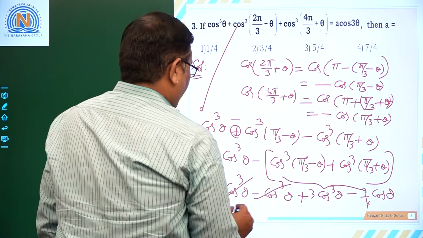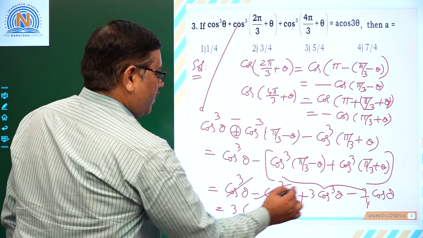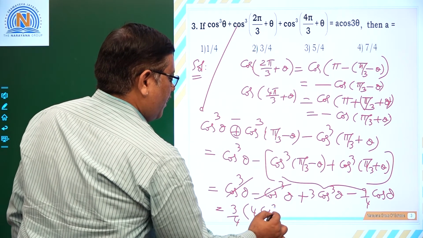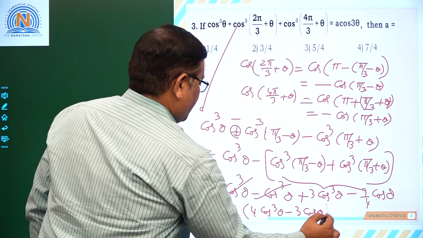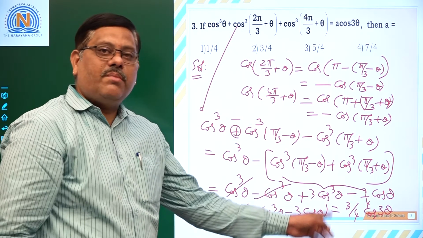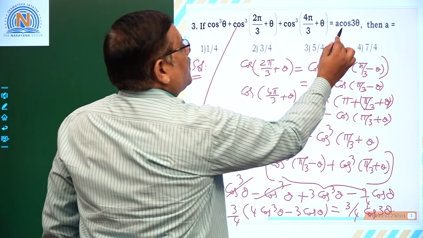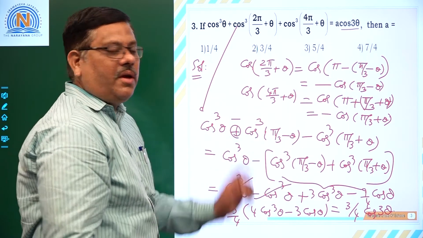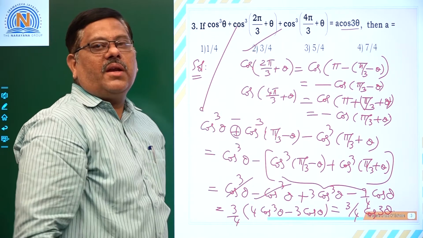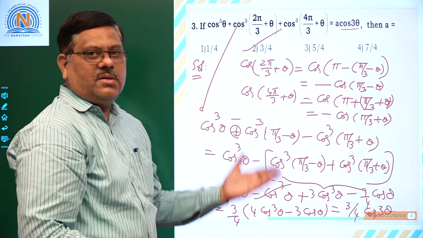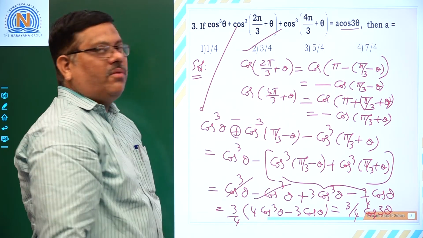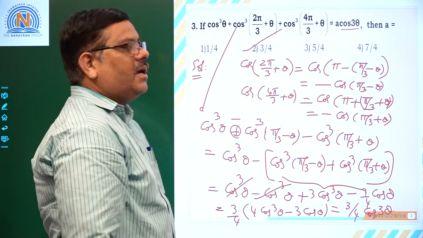So if I take 3 by 4 common here, that is going to be 4 cos cube theta minus 3 cos theta. That is nothing but 3 by 4 times cos 3 theta. This result becomes 3 by 4 times cos 3 theta. So what is the value of A here? 3 by 4. That is nothing but second option. Actually, it is an identity we can remember, but I just want to prove it. So I proved it in this way. In place of 3 by 4, he is giving A. So A can be taken as 3 by 4.